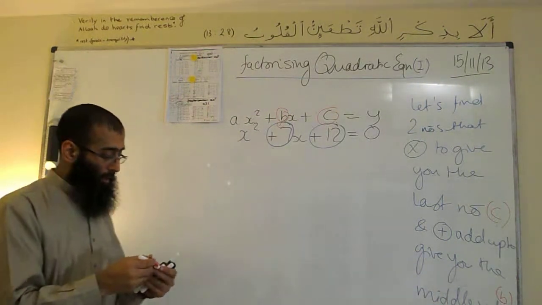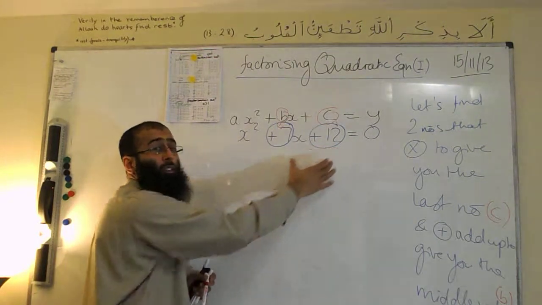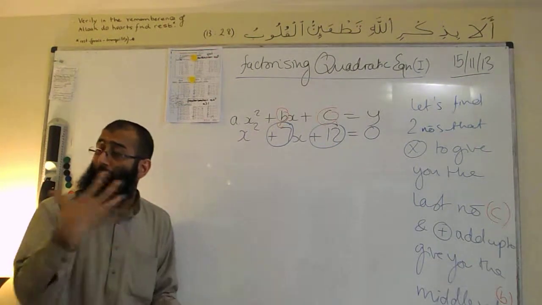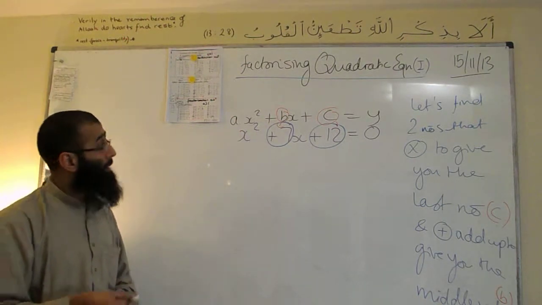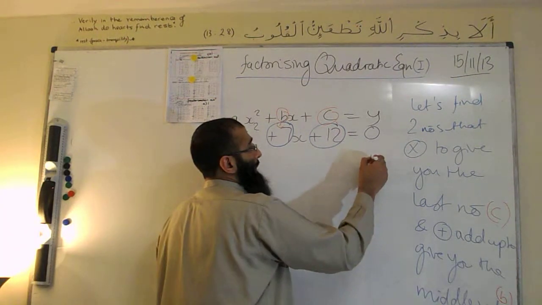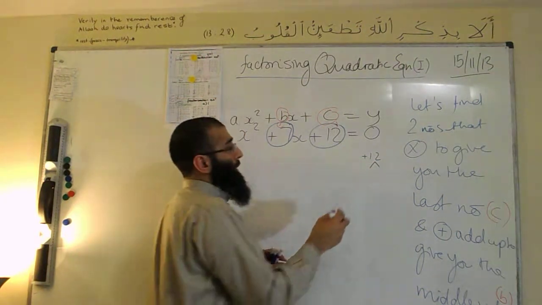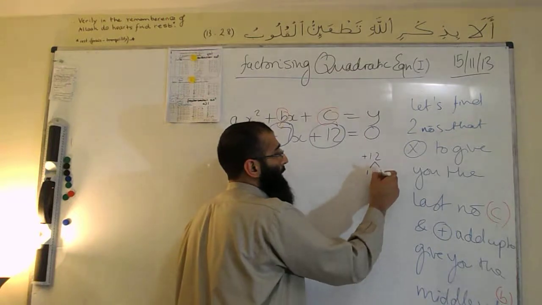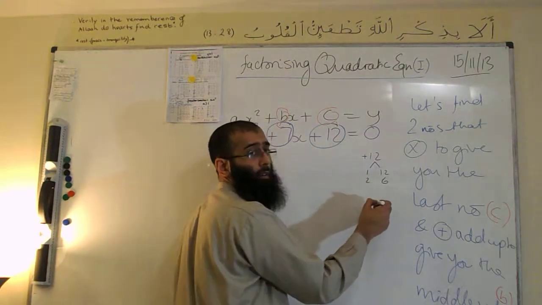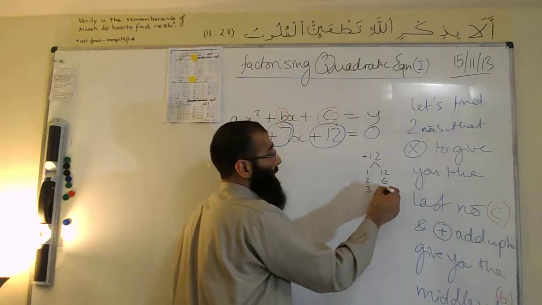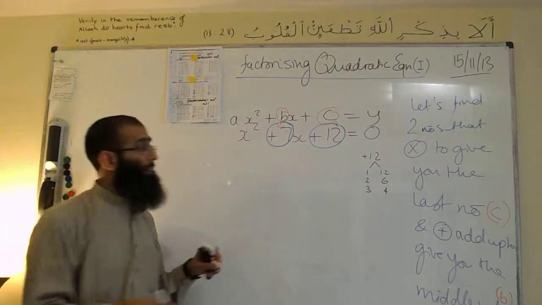Right. So what we need to do now is look at the factors of 12. What numbers multiply to give you plus 12? So let's have a look at that. We can just look at the list. We have 1 and 12, 1 times by 12. The next one is 2 times by 6. And then 3 times by 4. At the moment, we are just looking at the positive factors.